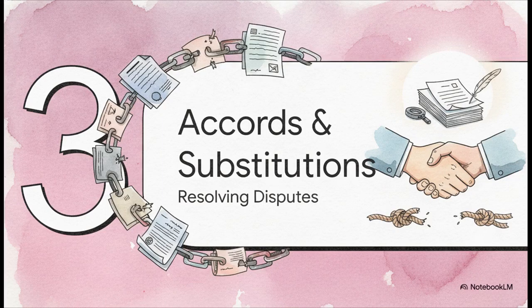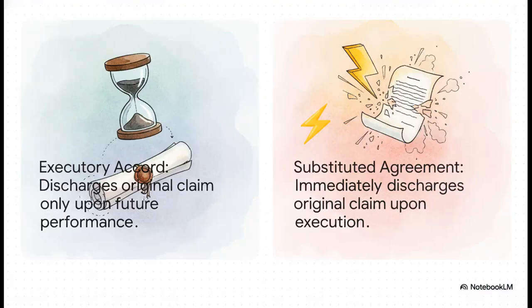Let's dive into Section 3, Accords and Substituted Agreements. Okay, pay attention because this is a classic bar exam trap, the timing of the discharge. What is the difference here? Well, an executory accord merely suspends the original claim until the new performance actually happens. If the debtor breaches, the creditor can sue on the old contract or the new one. But a substituted agreement? That instantly kills the old deal the second it's executed. If a breach happens there, the old contract is dead and gone, and you can only sue on the new one. Ultimately, it all comes down to figuring out the intent of the parties.